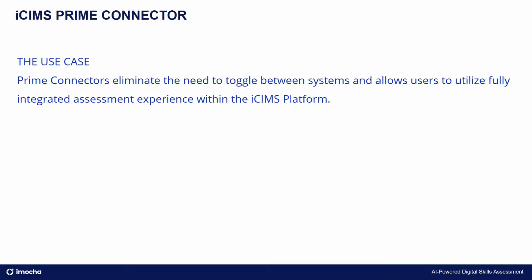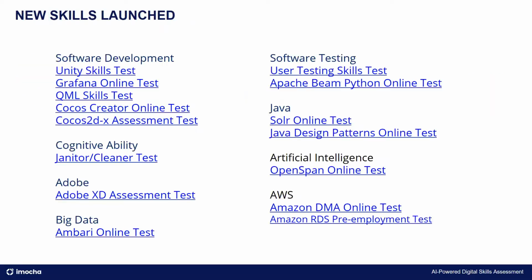Right? And the next part, these are all the skills that we have launched in the month of April. So we have around 5 skills that we have launched in software development. It includes Unity skills test, Grafana online test, QML skills test, Cocos Creator online test, Cocos 2DX assessment test. These are all live and you can use them from the skills library.